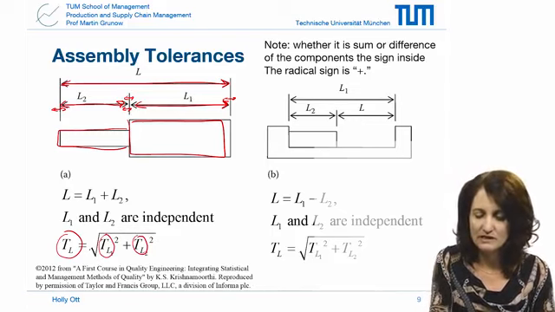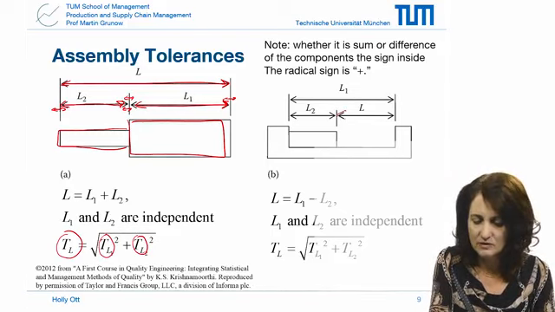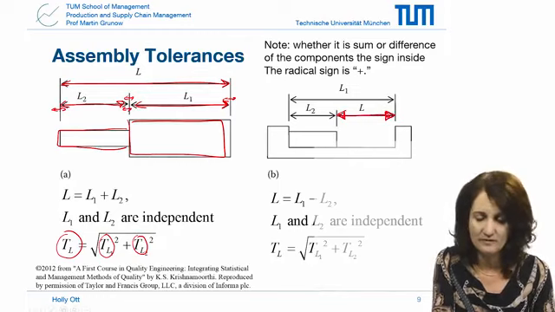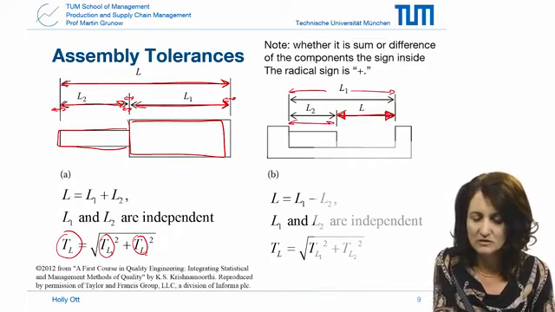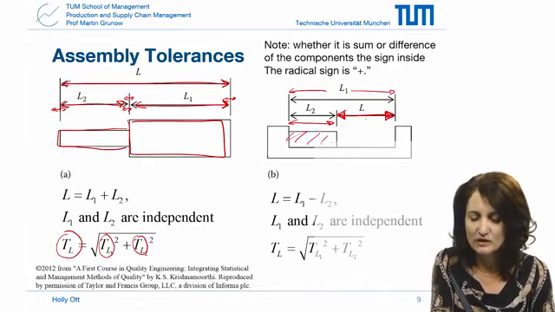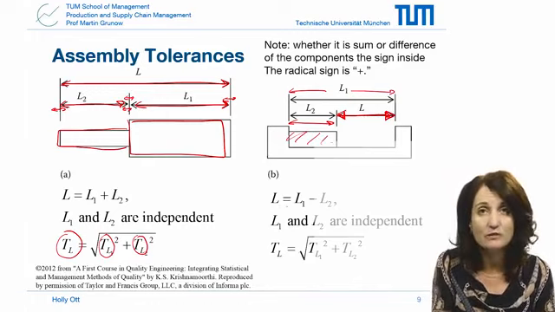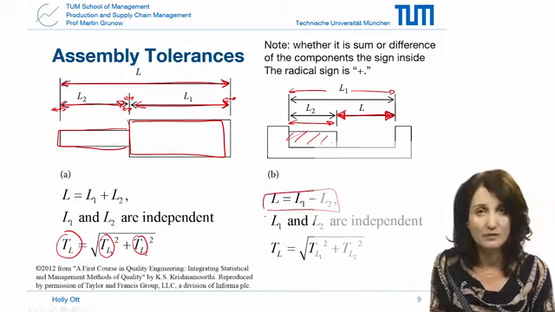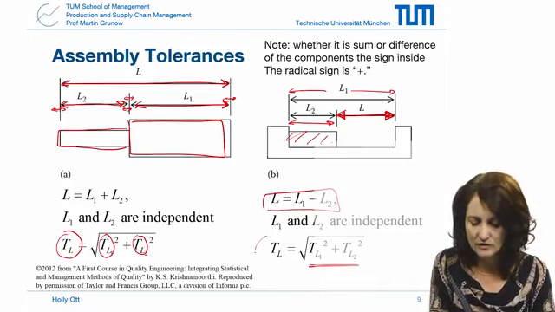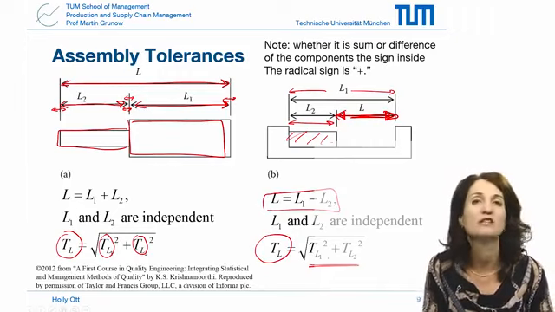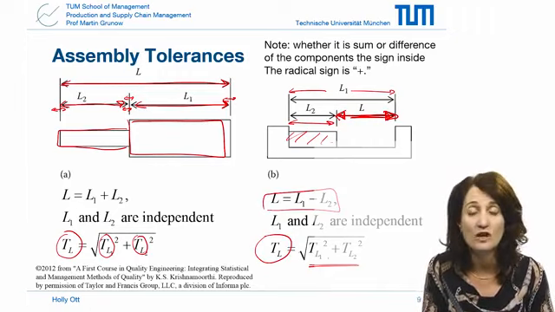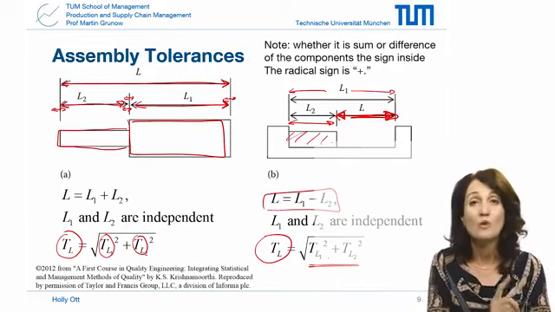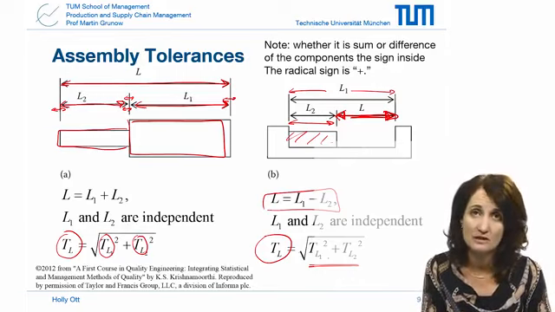And the same thing applies if you are looking at, for example, this gap. We have L1 as the total length, and L2 is, call it, the bore, for example. This was the shaft. And then you're interested in what is the tolerance on L. So L is equal to L1 minus L2. They're independent. Again, you find that the overall tolerance for this L gap is going to be the square root of the sum of the two component tolerances squared.